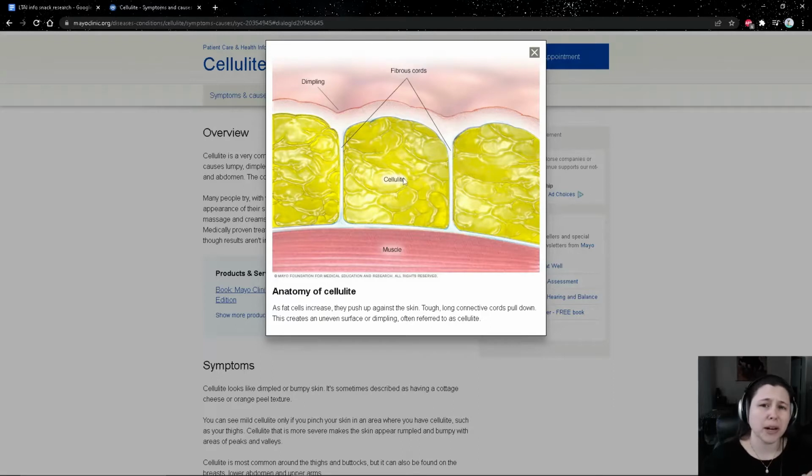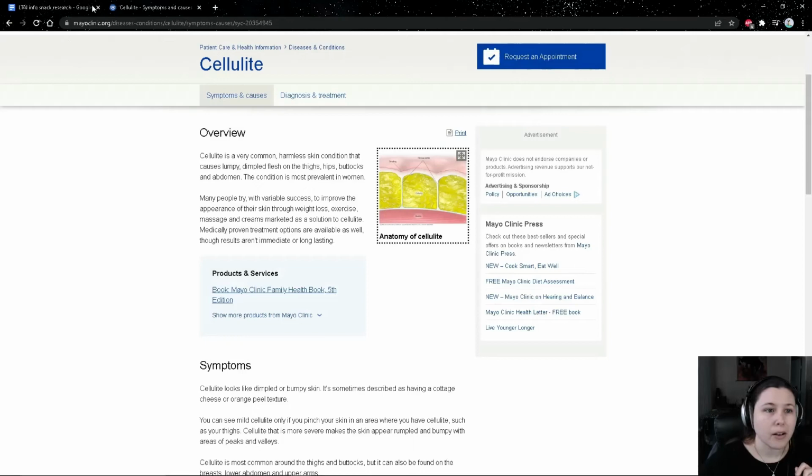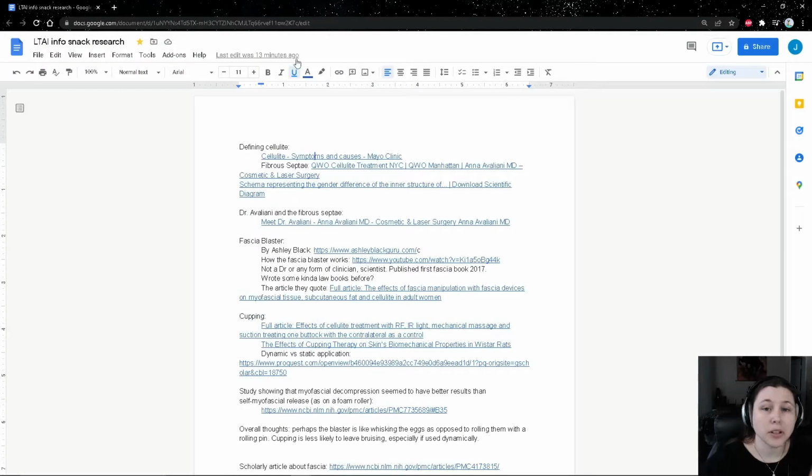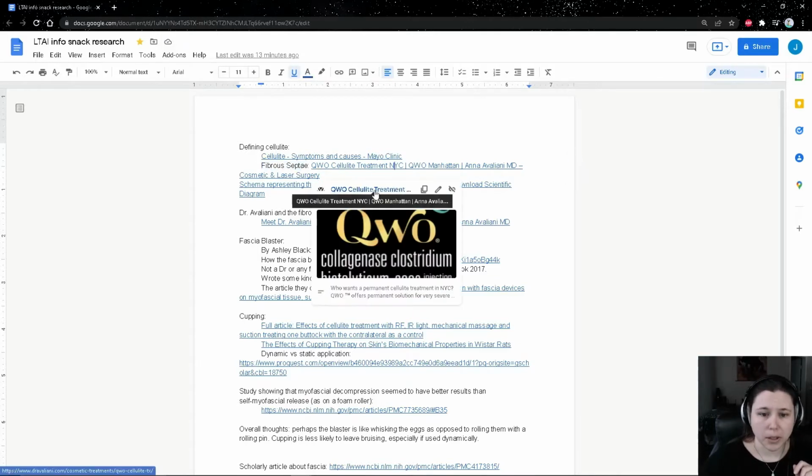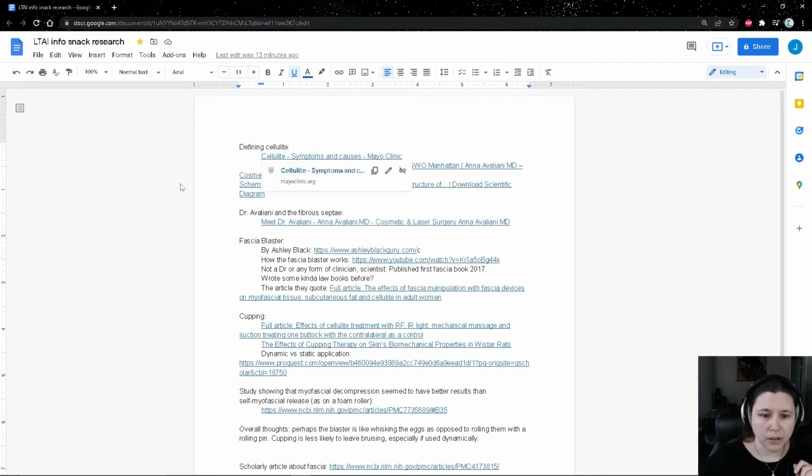They don't show a comparison between someone who's not appearing with cellulite versus someone who is appearing with cellulite, or presenting, I guess is the technical term. But this is why I have another thing for you to look at. So that's their definition of cellulite from the Mayo Clinic. Now here's the term that we're looking for, fibrous septae.